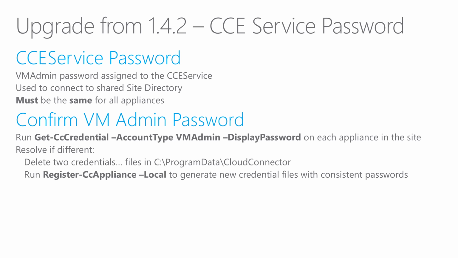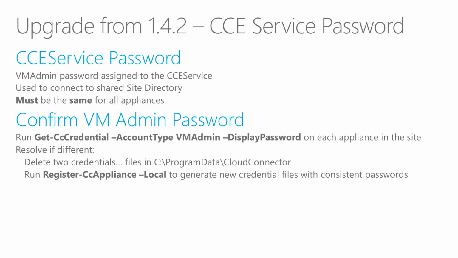As with the CA backup, when upgrading from 1.4.2, we don't prompt for a CCE service password. Instead, the VM admin password, aka local admin password, that was assigned by the administrator will be used for the CCE service password. The CCE service is used to connect to the shared site directory and therefore must be the same for all appliances, otherwise there'll be installation failures.